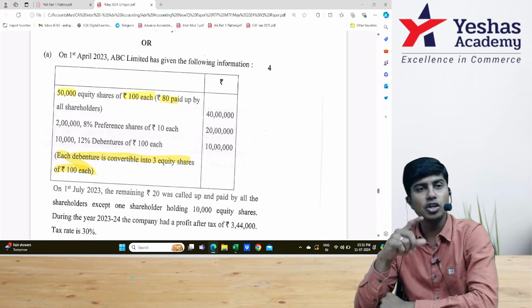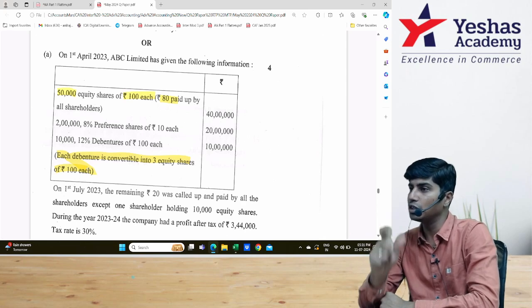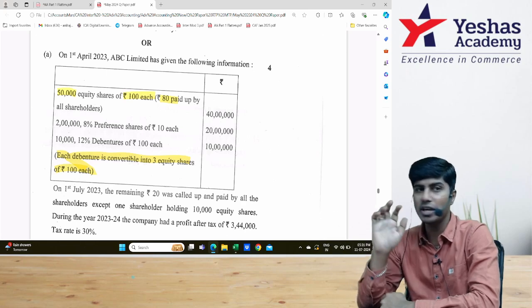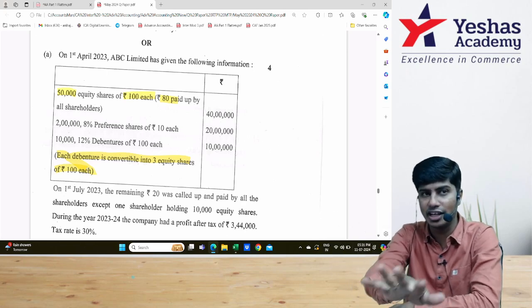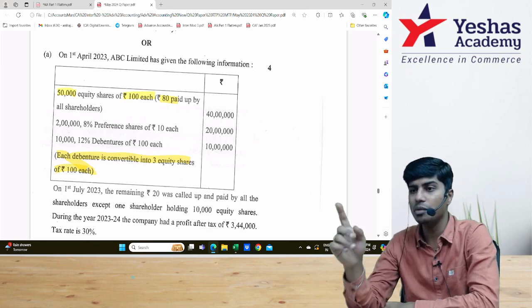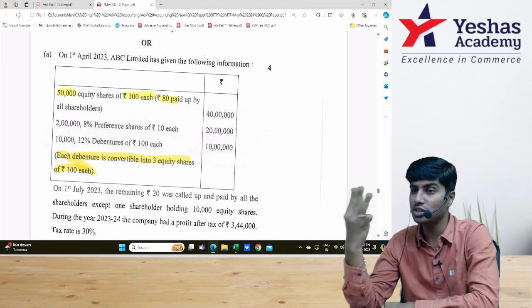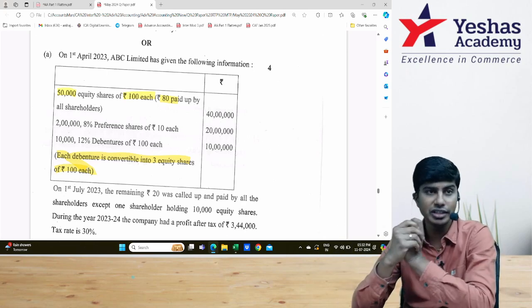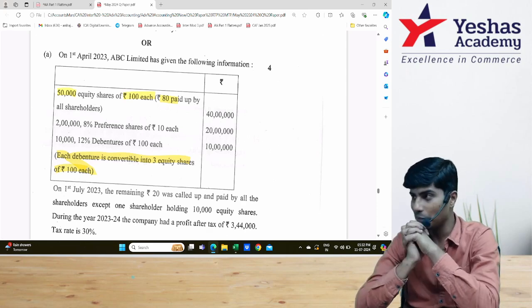For diluted EPS, the denominator will shift from 50,000 for basic EPS to 80,000. 50,000 is the basic EPS denominator if there is no other adjustment. For diluted EPS, it will become 80,000 because 30,000 additional shares would come by dilution. Debentures will become equity shares. But life is not so simple.